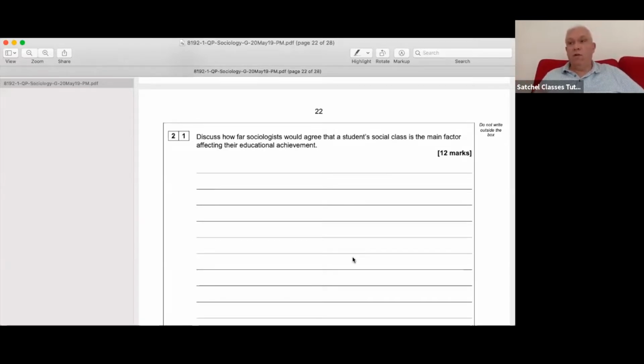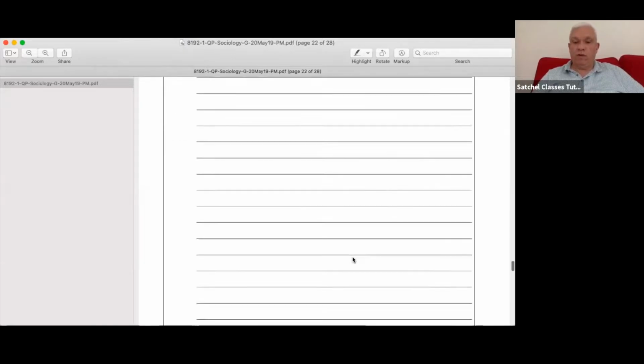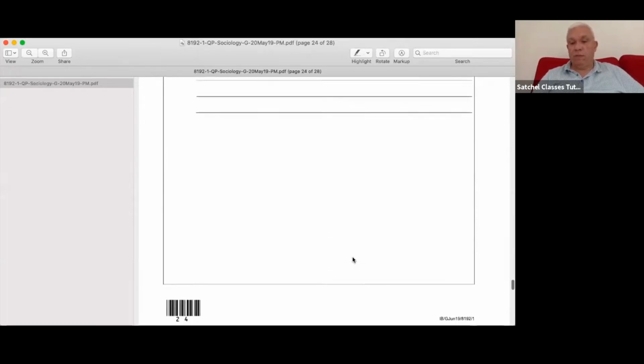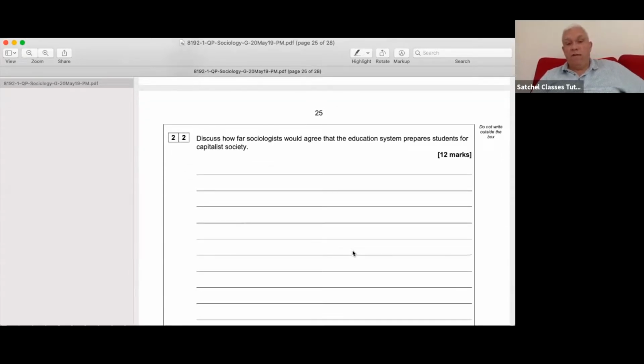Okay. Some working class students do go to fee-paying schools. They manage to get in. They manage to afford it, or they get bursaries and things like that. So it can work. So try to avoid making really sweeping statements when you're doing these types of questions. The next question, as you can see, is 3 pages of writing. So that's what you're expected to write. Discuss how far sociologists would agree that the education system prepares students for the capitalist society.